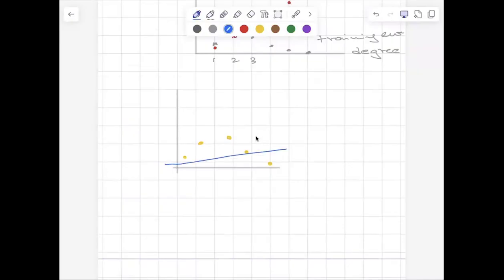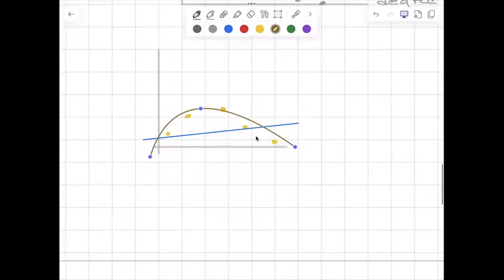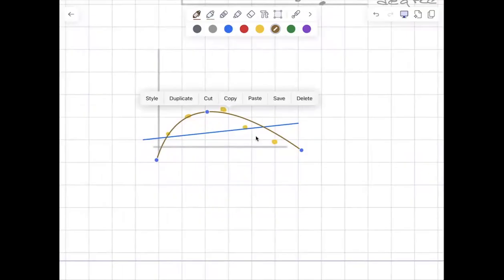But if I take a more complex model, something like that, this could actually do much better. So it depends on the data. The data decides what model is best, and we're going to see how to figure that out.